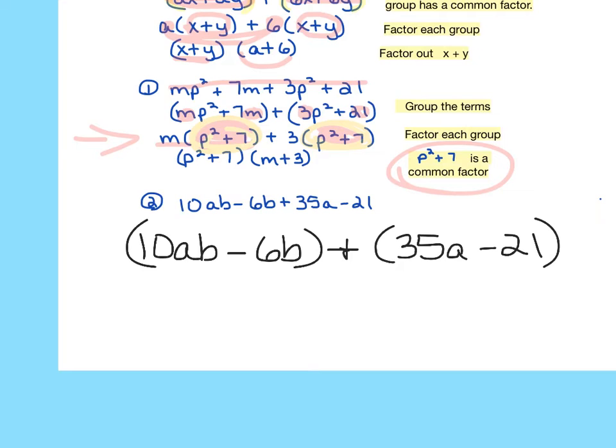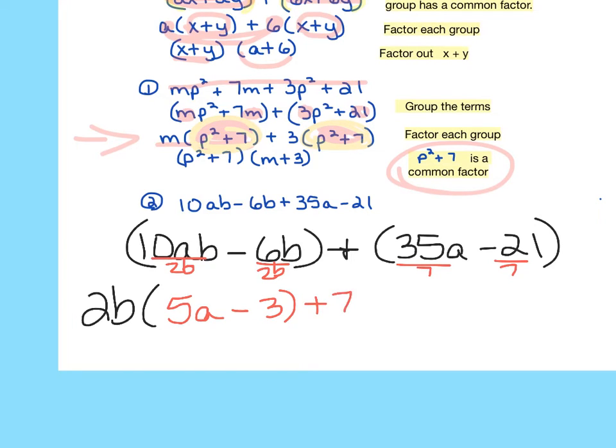2b. 2b. And then I'm going to divide it. So if I want to just show that I'm dividing by 2b here. So then 10 divided by 2 is 5. And then the a is left behind, minus 3. What's my greatest common factor from my second parentheses? 7. Beautiful. So then I'm going to show that I'm going to divide both of the terms by 7.